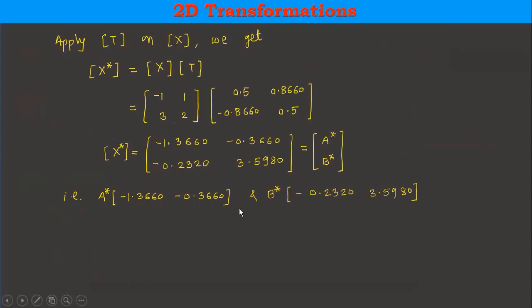So AB is the original segment. Applying the rotation transformation about the origin through 60 degrees to segment AB, we get the position of segment AB as A star B star, where A star is minus 1.3660, minus 0.3660 and B star is minus 0.2320 and 3.5980. Okay, so that's it for today.